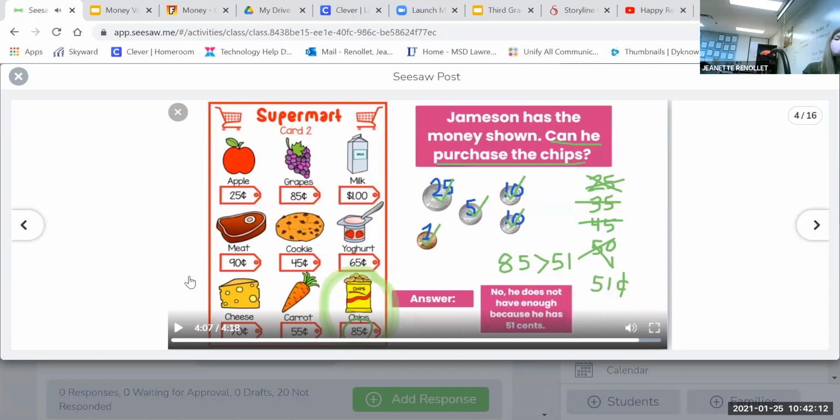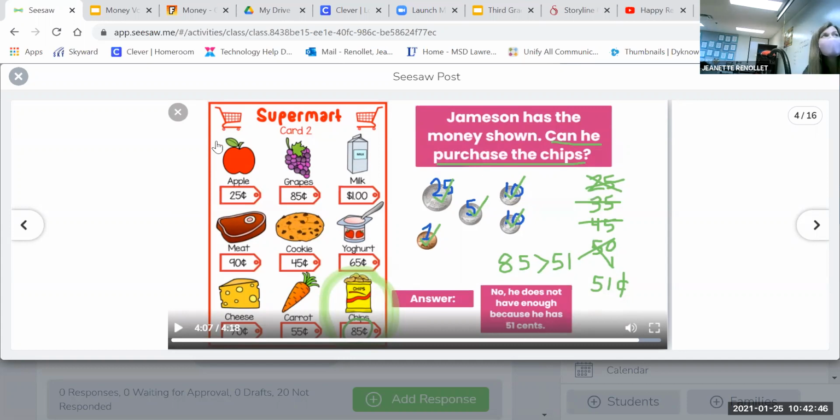All right, so we have just seen an example where the teacher went very slowly and we watched as I worked through a real world problem. Can he buy the chips? And we found out, no, he doesn't have enough money to buy the chips. You're going to do the same thing today. You're going to use this list from the grocery store. You're going to receive a word problem and you're going to find out how much money they have and then answer the question in a complete sentence.